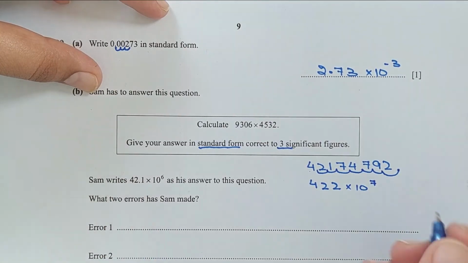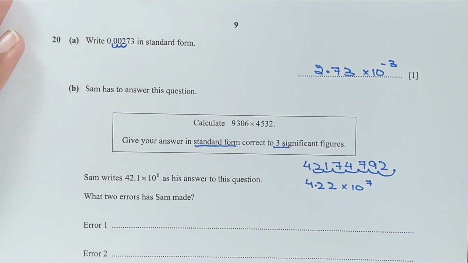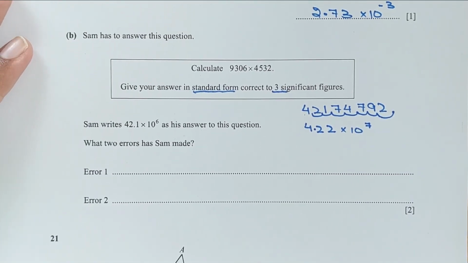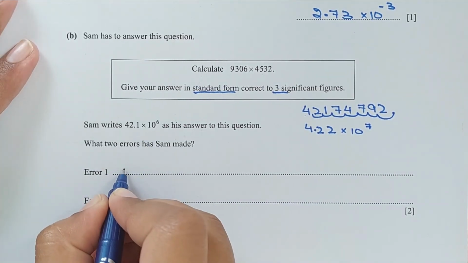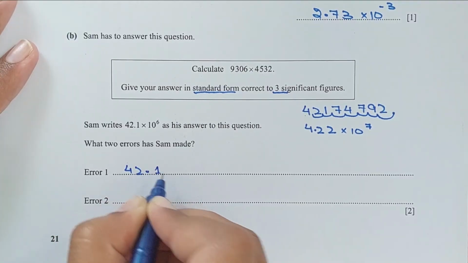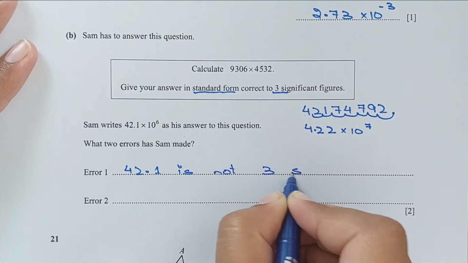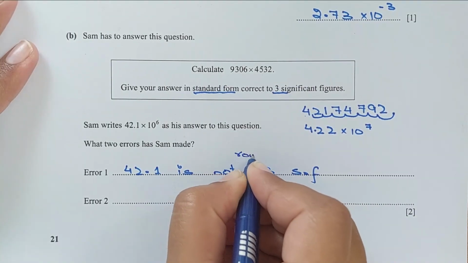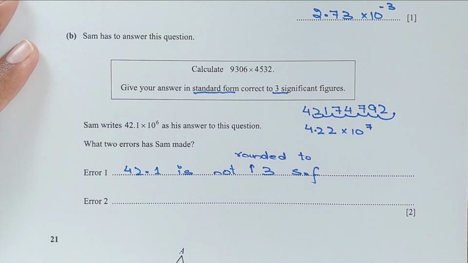Sam wrote 42.1 times 10 power 6 as his answer to the question. What two errors has Sam made? Error 1 and error 2. Okay, so the first error is, he wrote 42.1, which is not rounded to 3 significant figures, right? This is the first error.